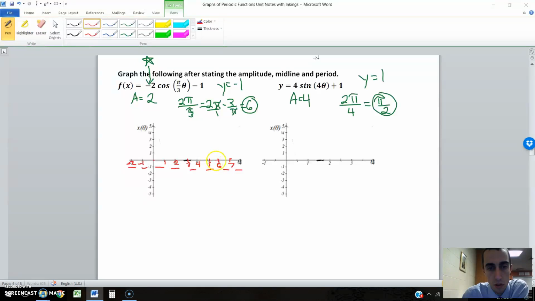Alright. So the period means that this graph is going to go from an x value of 0 to an x value of 6 to complete a period. Of course, it'll do it across the midline, so about there to there.